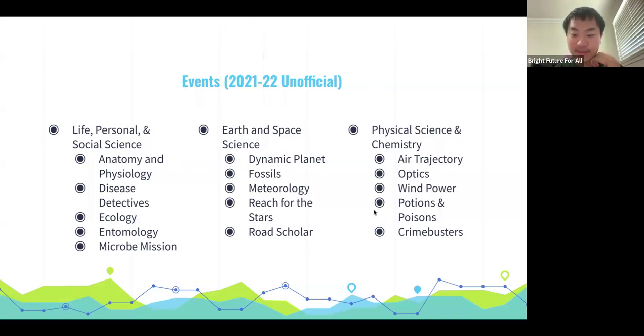Yeah, some of them have really funny names, like Potions and Poisons is kind of funny, but I'd assume it's just chemical stuff. Probably one of your more standard chemistry events.